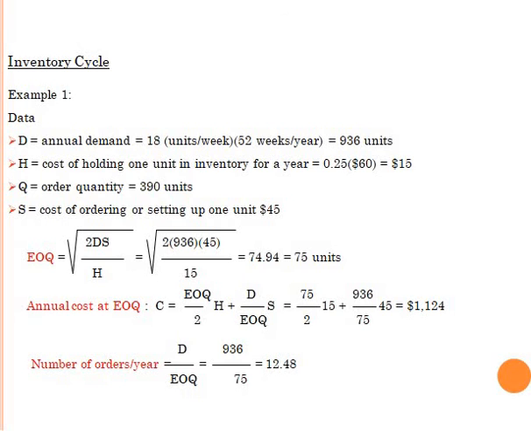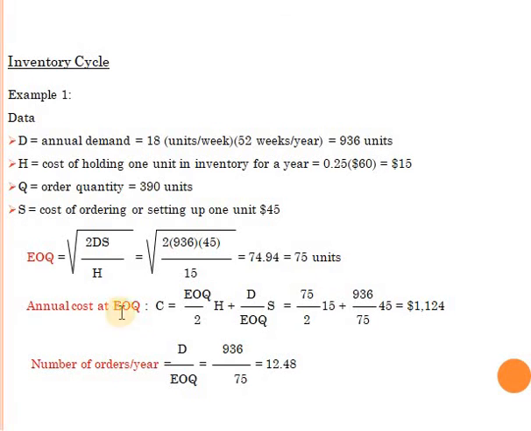Now I want to calculate the economic order quantity. What is the best quantity that I should keep in my inventory? Once I equate the holding cost to the ordering cost, you will see that it is square root of 2DS over H, so it is 75 units. Okay, you see the difference. This firm used to order quantity of 390 units, but the best quantity to order is 75 units.